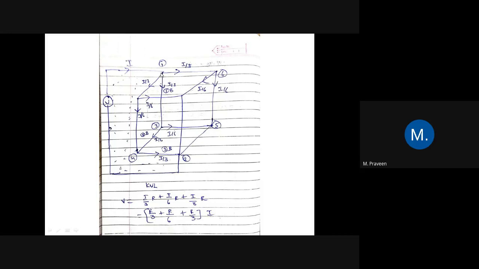So start from 1. So 1, 3, 4, 2. So try to understand. So the closed loop path is 1. Start from here. So we have to find what is the current. We are going to apply the Kirchhoff voltage law here. So for Kirchhoff voltage law, we have to consider the closed loop path.